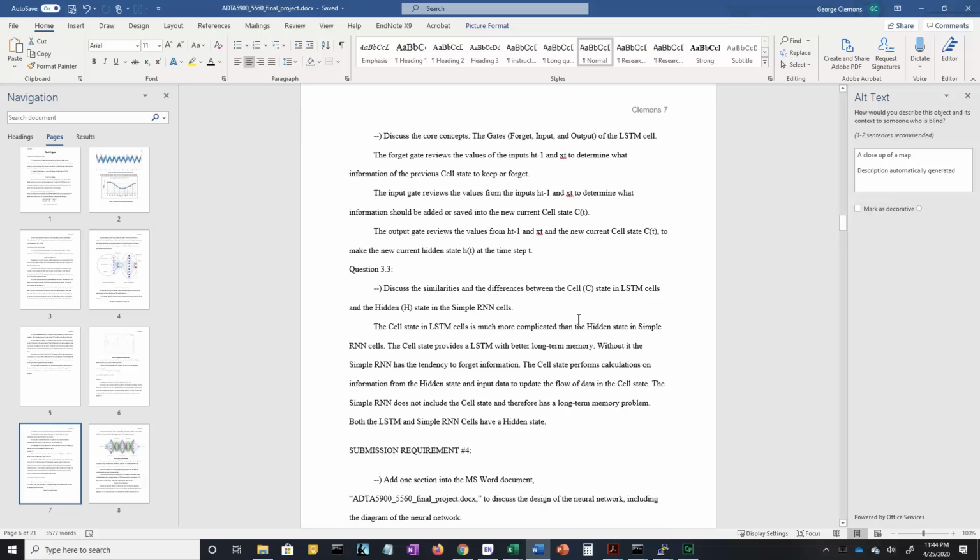The third question is to discuss the similarities between the cell state in LSTM cells and the hidden state in simple RNN cells. The cell state in LSTM cells is much more complicated than the hidden state in simple RNN cells. The cell state provides an LSTM with better long-term memory. Without it, the simple RNN has the tendency to forget information. The cell state performs calculations on information from the hidden state and input data to update the flow of data in the cell state. The simple RNN does not include the cell state and therefore has a long-term memory problem. Both the LSTM and simple RNN cells have a hidden state.